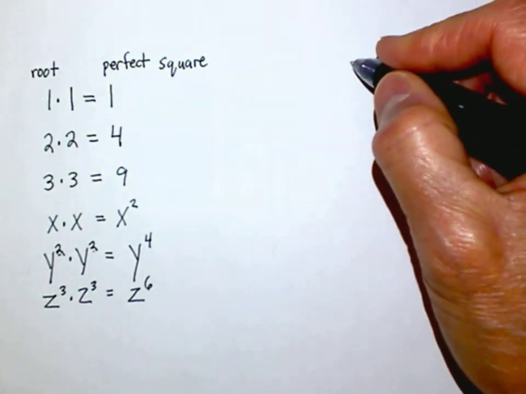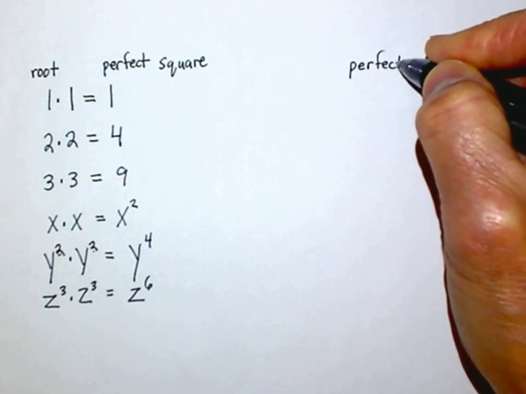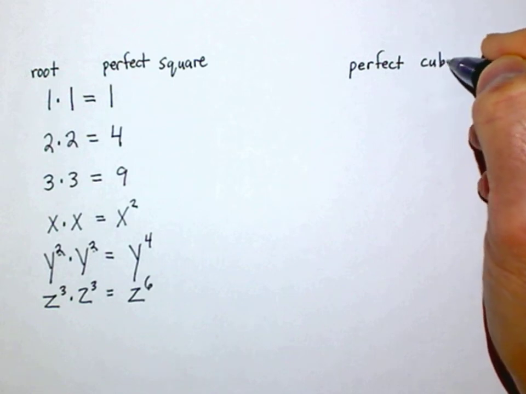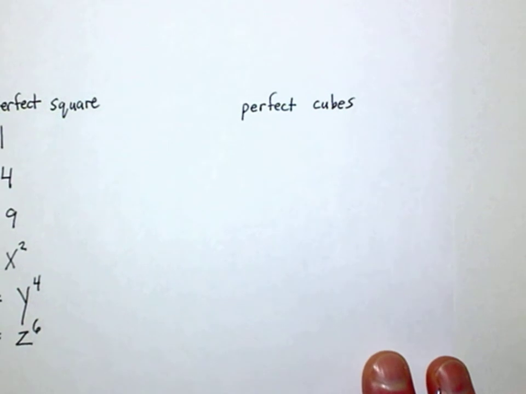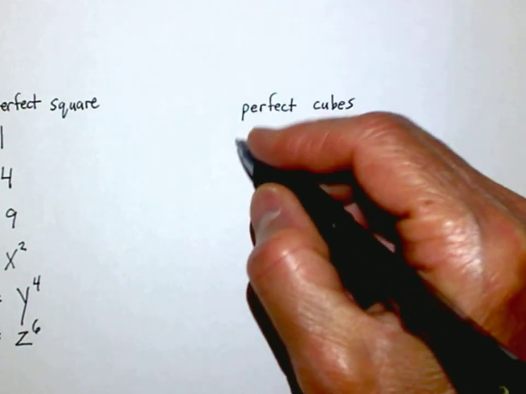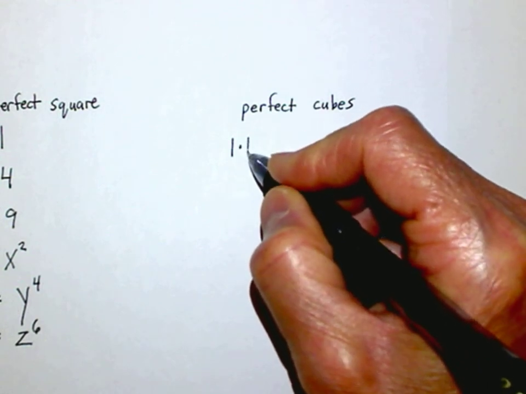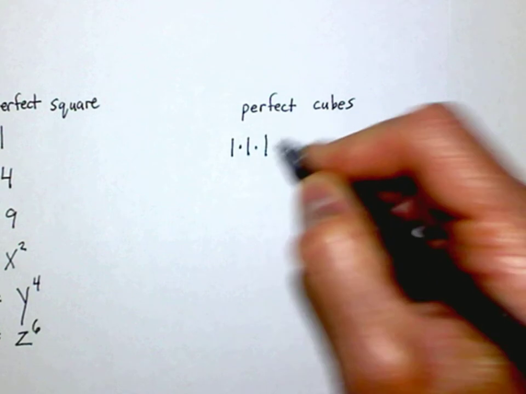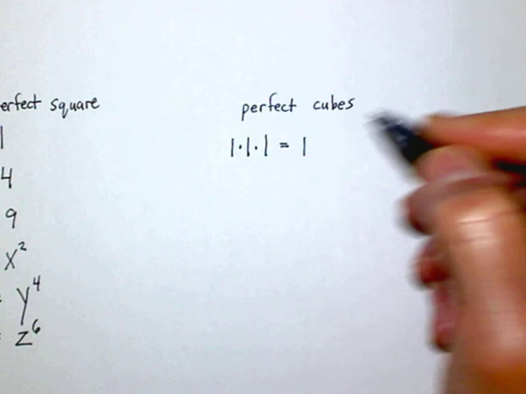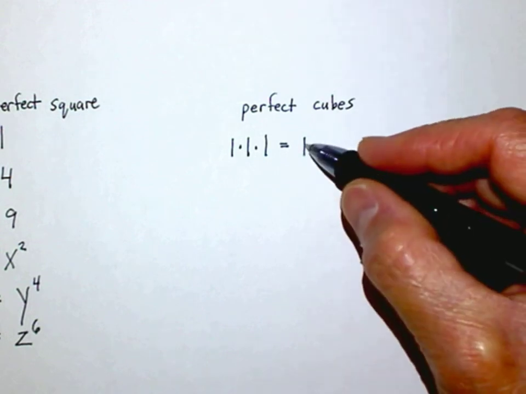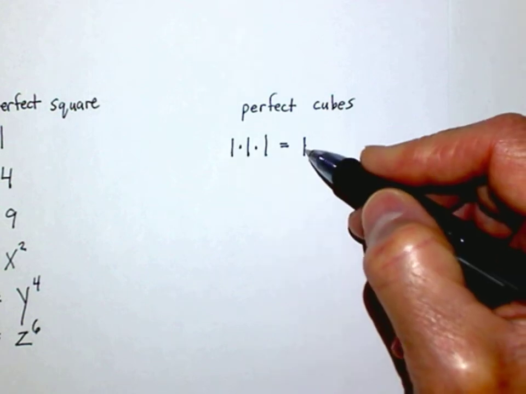Okay, let's talk about perfect cubes. Let's take 1. A cube means I multiply it times itself 3 times. 1 times 1 times 1. Well, no matter how many 1s you multiply, you're still going to get 1. 1 is a perfect cube. 1 is the cubed root of 1.